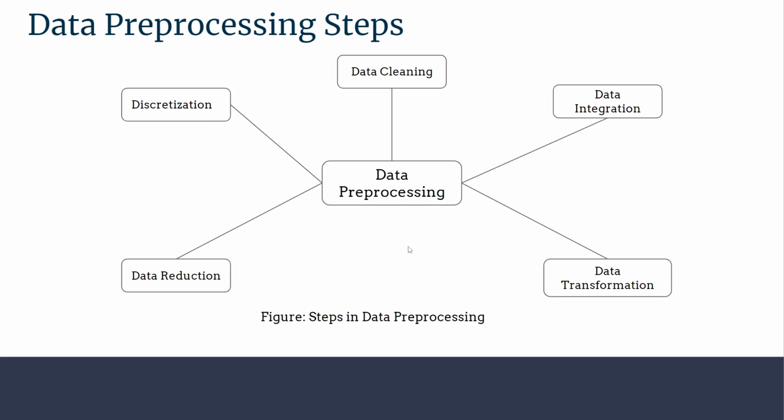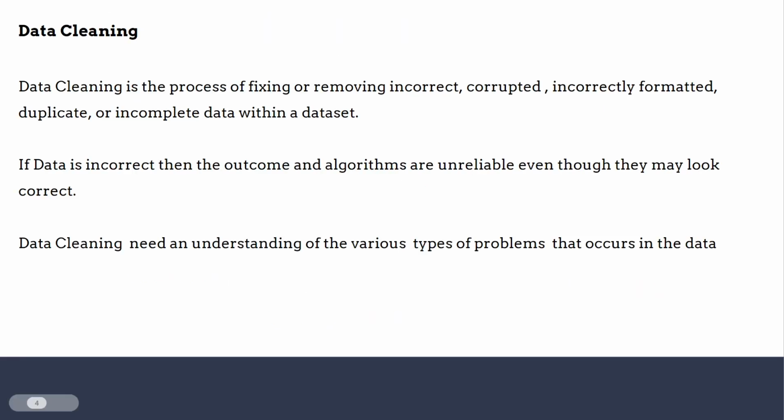Now let us see what is data cleaning. Data cleaning is the process of fixing or removing corrupted, incorrectly formatted, duplicate or incomplete data within a data set. If the data is incorrect, then the outcome and algorithms are unreliable, even though they may look correct. Data cleaning needs an understanding of the various types of problems that occur in data.